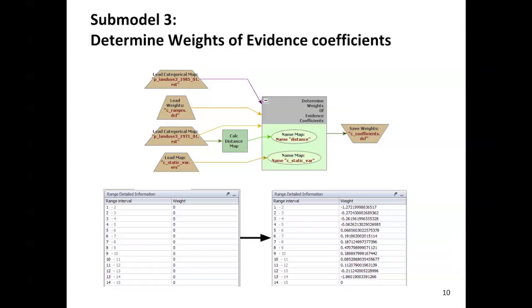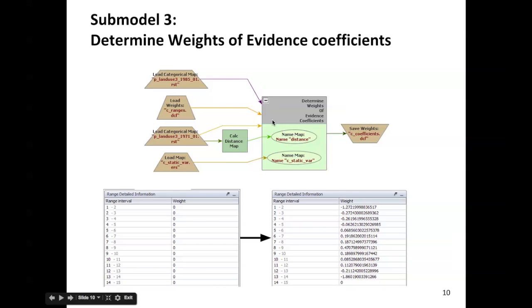In the third submodel, we will determine the weights of evidence coefficients. The weights of evidence coefficients functor determines the best coefficients for selected spatial variables with respect to a set of transitions or one transition. In doing this, it calculates the empirical relationships between spatial variables.